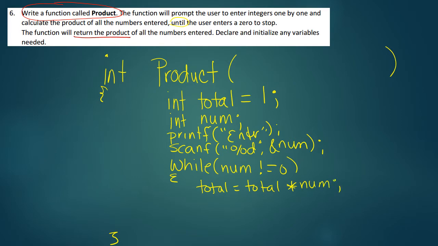And then I need to update. I need to get another number from the user. So how do I get another number from the user? I ask for it. I scan it in.